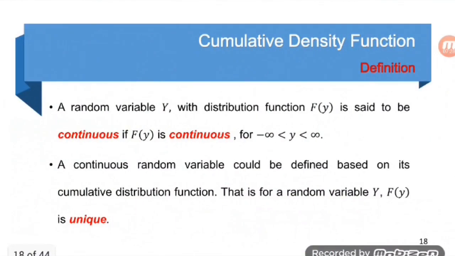Now move to, still, we are again at the cumulative distribution of the density function. This is the cumulative distribution function. Definition: a random variable y with distribution function F capital of y is said to be continuous if F capital of y is continuous for any value of y between negative infinity and infinity. So the variable is continuous if F capital of y is continuous.